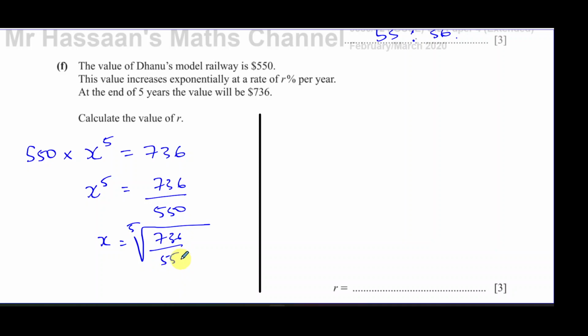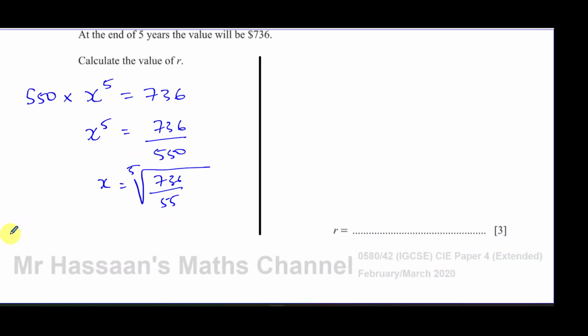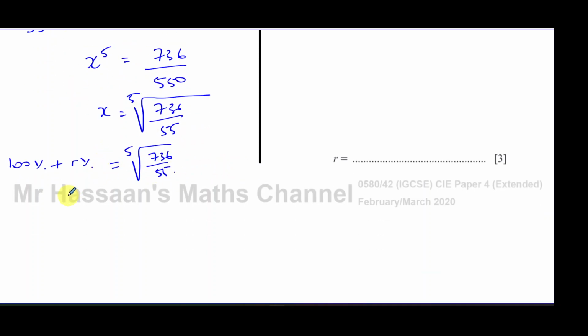Okay, now that multiplying factor is basically made up of 100% plus R%. That's what this is made up of. So 100% plus R% is equal to this, which is the fifth root of 736 over 550. That's what this multiplying factor is made up of.